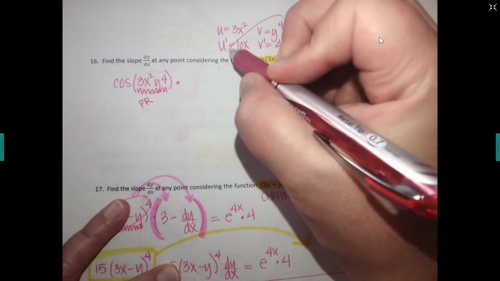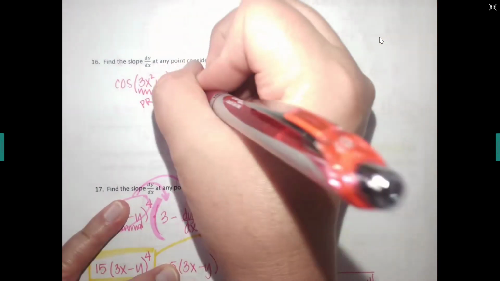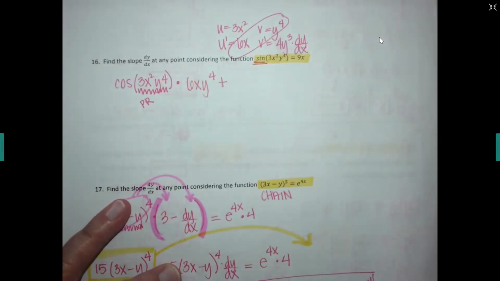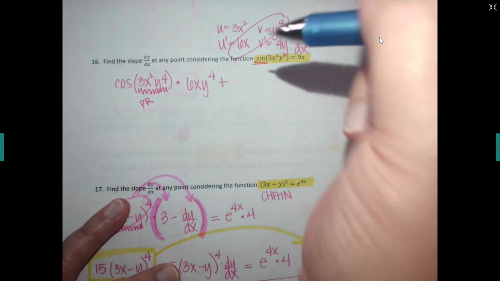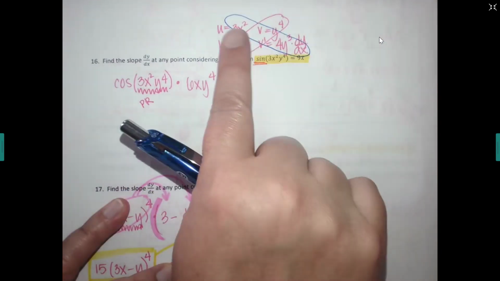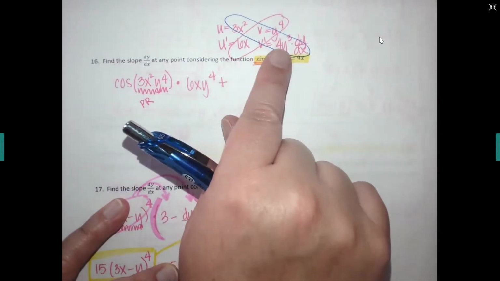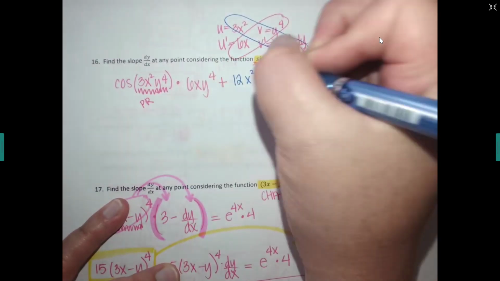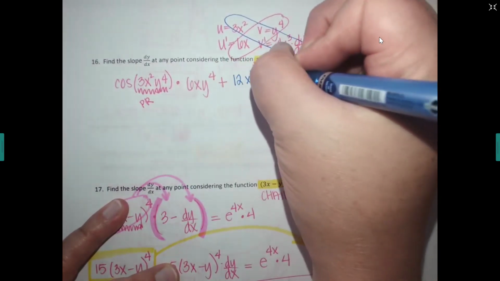So I'm going to do this one first. Plus. And then for this second diagonal, the 3 and the 4, I'm going to just times those pieces together. So the 3 times 4 is going to be 12. And then x squared, y cubed.